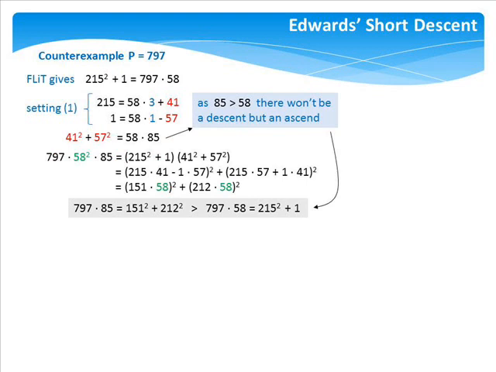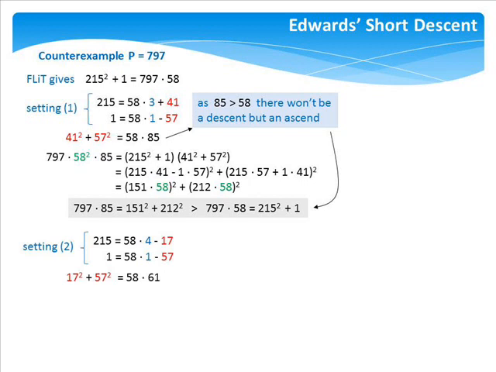So as we derived earlier, the sum of the squares of the residues is divisible by 58. So we have that 41 squared plus 57 squared equals 58 times 85. But we see that 85 is bigger than 58, which means we are not getting the descent we want. We can try another setting.